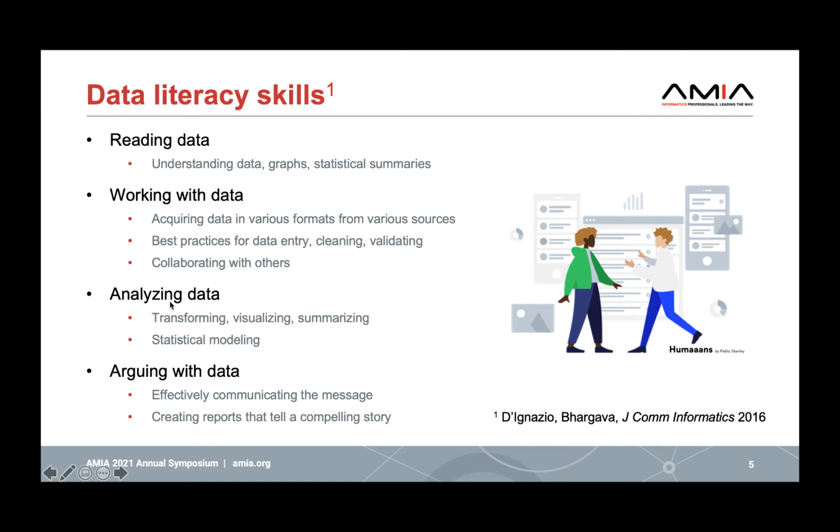Then there is analyzing data. And here we're talking about taking raw data and creating artifacts such as tables and graphs that can be read and interpreted by others. This also includes statistical modeling, all the way from doing a t-test to building a deep neural network. And I'm not saying that you need to be able to build a neural network to be data literate, but you should be able to figure out which statistical test to do to answer a specific question. And sometimes that statistical test may turn out to be machine learning or neural network.